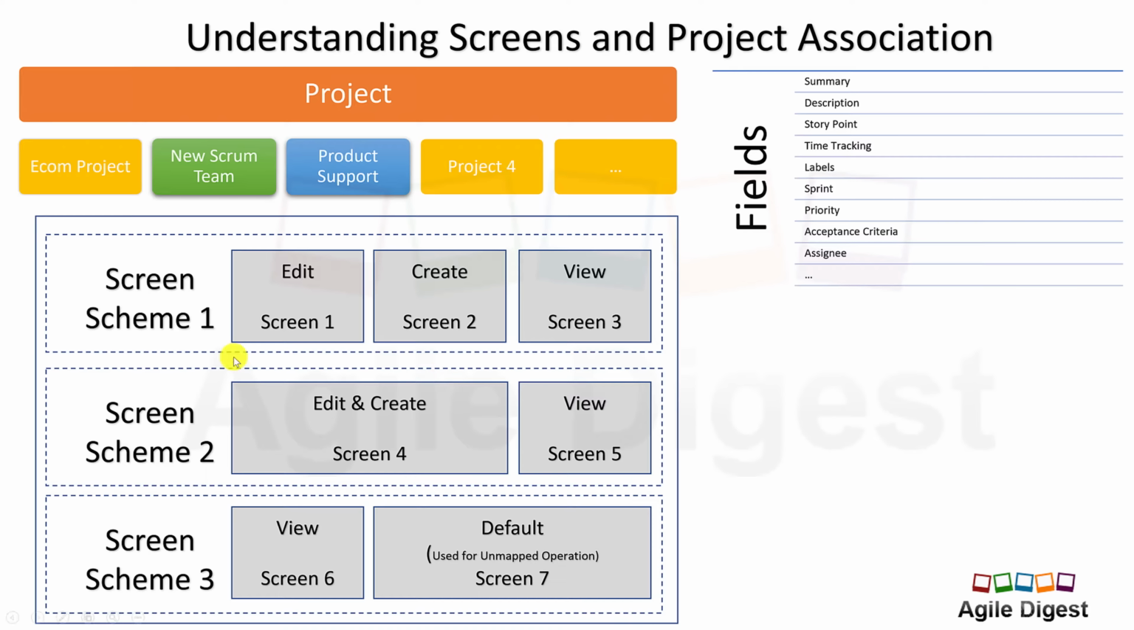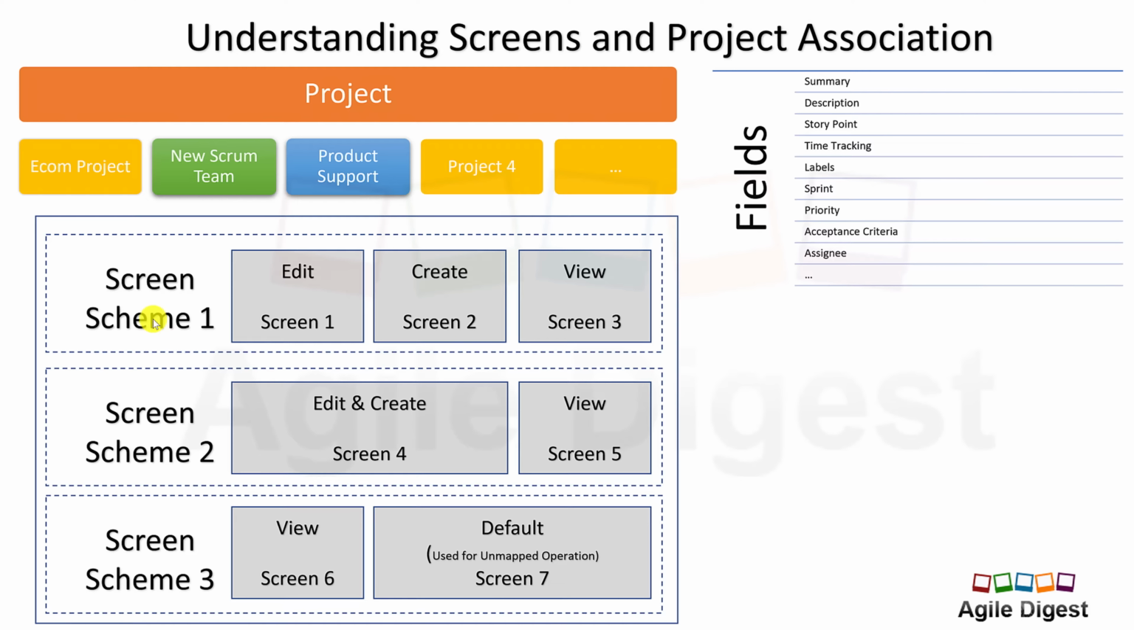So again, this scheme is a bucket. Each scheme is a bucket, and within this bucket we say, okay, for screen scheme 1, if I am doing the operation edit, screen 1 will come. If I am doing the operation create, screen 2 will come, and if we are doing view, screen 3 will come. So this is one structure, that of one screen scheme. I am just making multiple screen schemes and associating operations with the target screen.